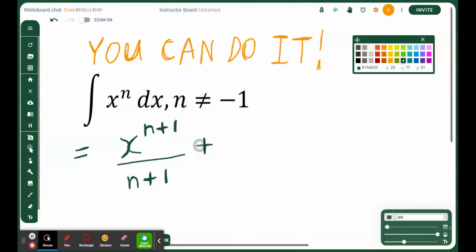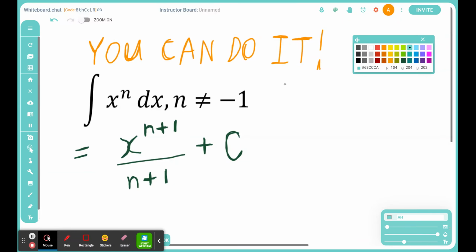Be mindful, you're not looking for one solution. You're looking for infinitely many cases, also known as a family of solutions. So the answer is going to be x to the power of n plus 1 divided by n plus 1 plus c.